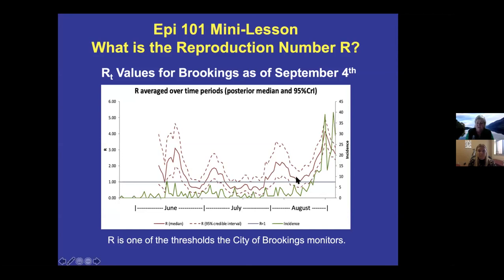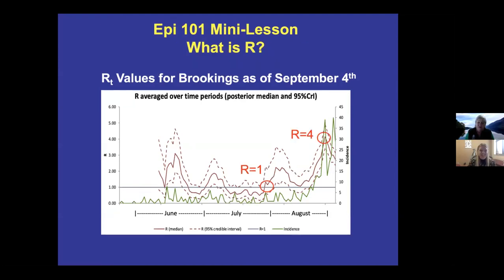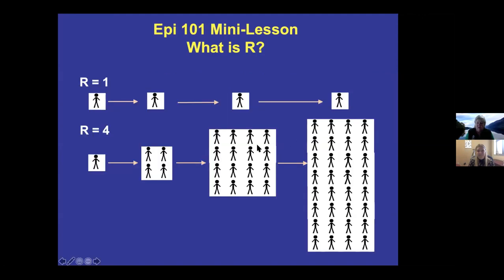But you can see what the R is doing. Back here in July, for quite a while, R was below 1. That's a good sign. You can see we didn't have a lot of cases around that time. So here we have R equals 1, where it crosses that solid line. And then up here, we have an R equal to 4. And I just wanted to show you illustratively, using pictures, what that means.